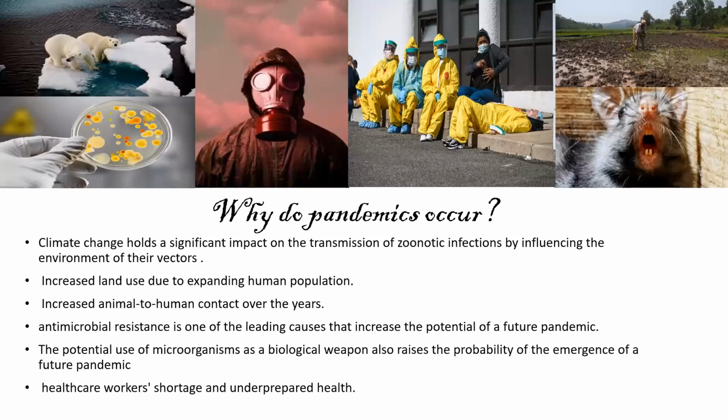Now, why do pandemics occur? The first reason that could result in the occurrence of a pandemic would be climate change, because climate change holds a very significant impact on the transmission of specifically zoonotic infections by influencing the environment of their vectors. Then we have increased land use because of the expanding human population. Then we have increased animal-to-human contact that has developed over the years. Antimicrobial resistance is definitely one of the leading causes that increases the potential of a future pandemic. Then the potential use of microorganisms as biological weapons. And last but not least, we have healthcare worker shortages and underprepared health systems.